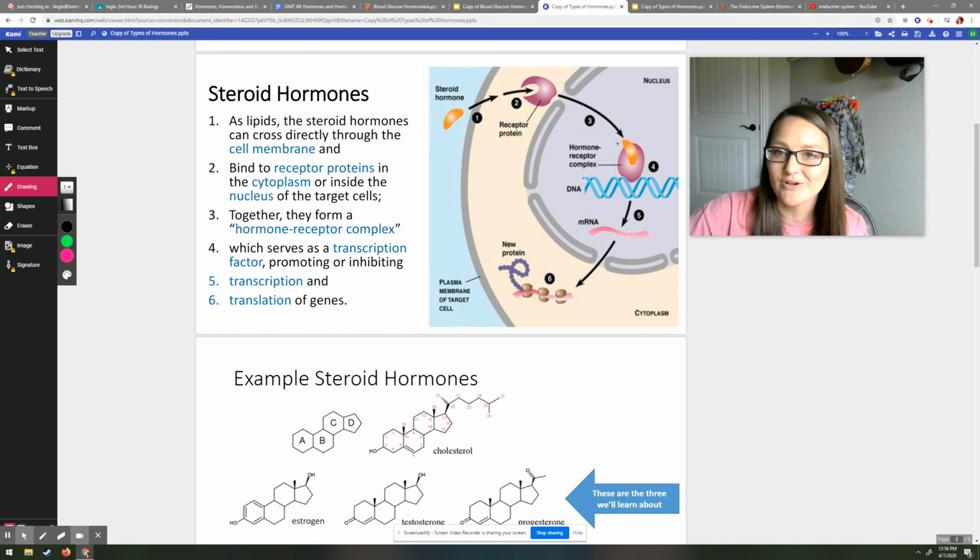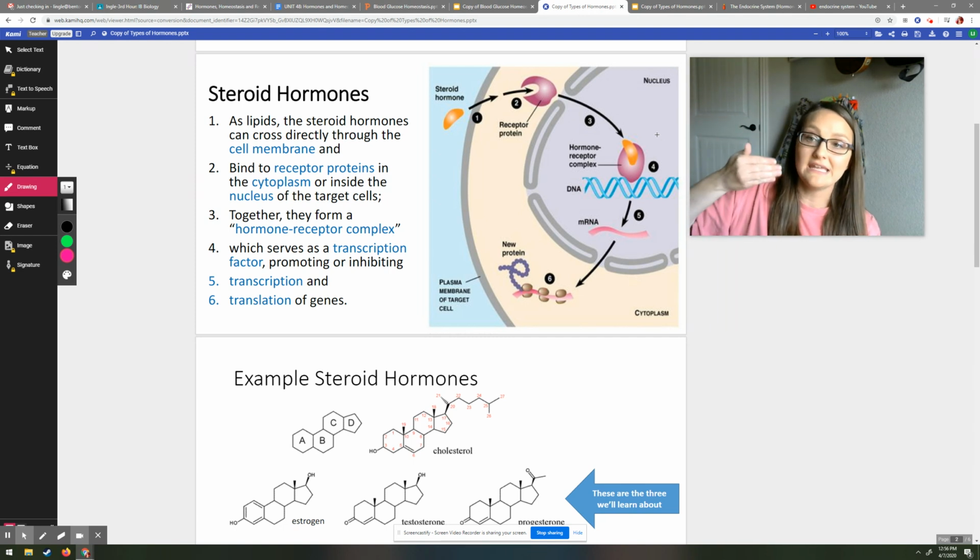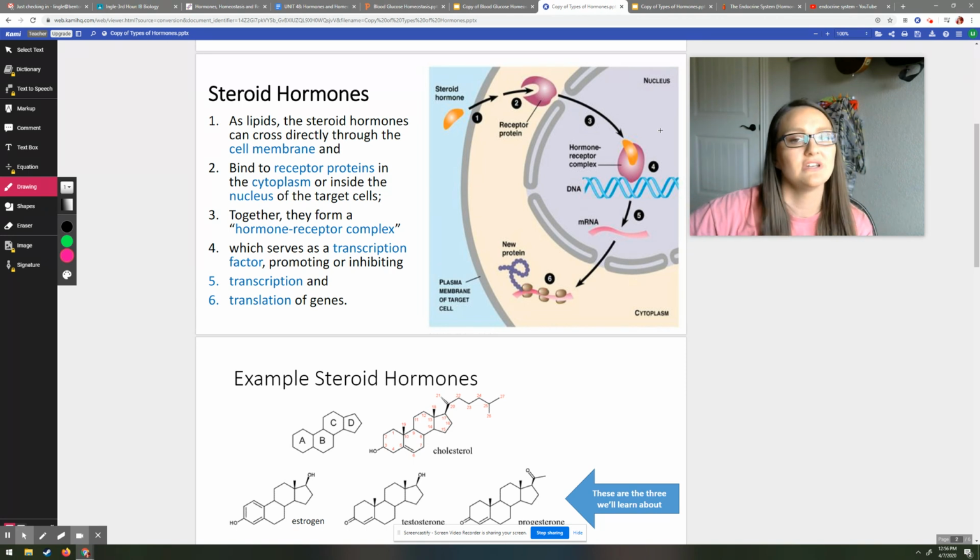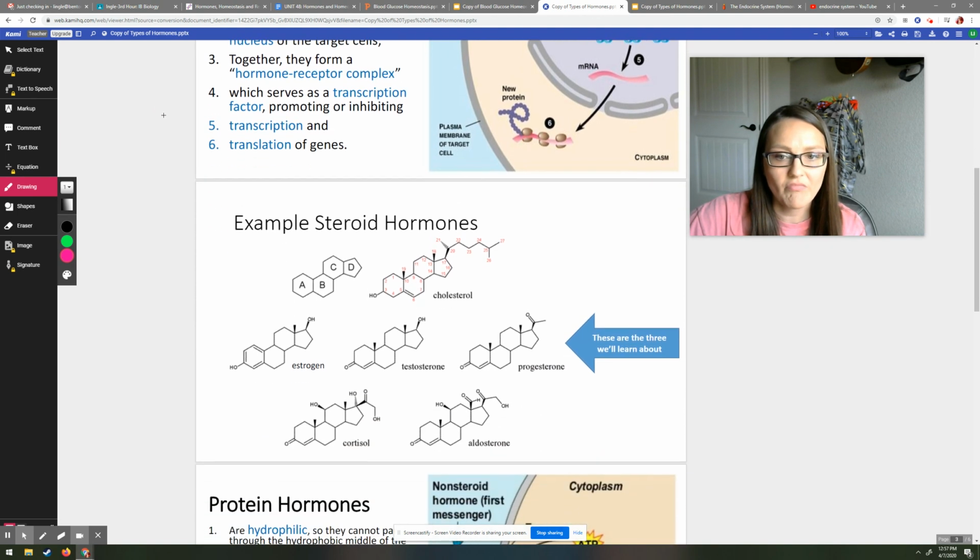What does a hormone receptor complex do? It serves as a transcription factor, which either promotes or inhibits transcription and translation of genes. And remember, transcription and translation have to do with protein synthesis and the making of proteins based on the DNA blueprint. Okay, so that's steroid hormones.